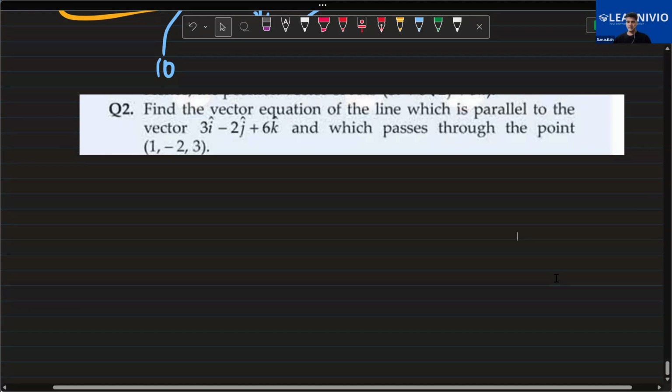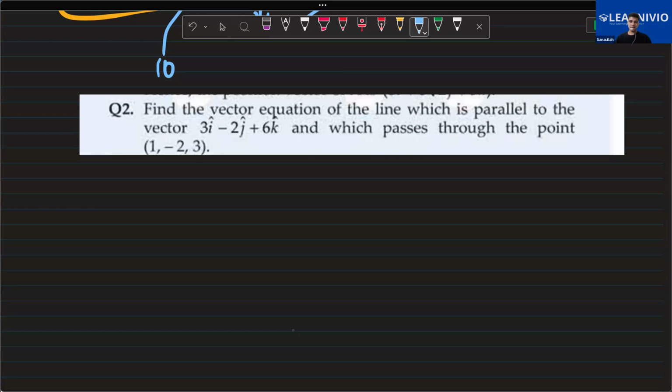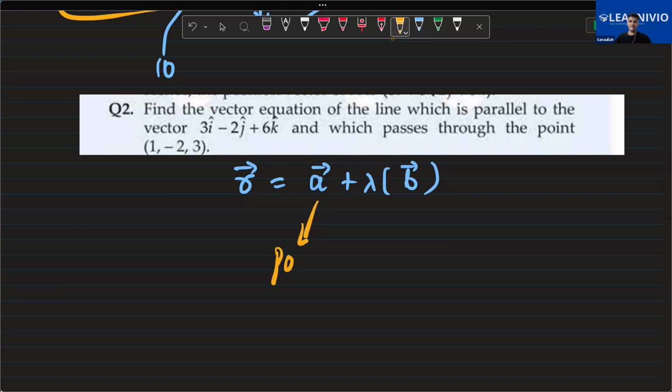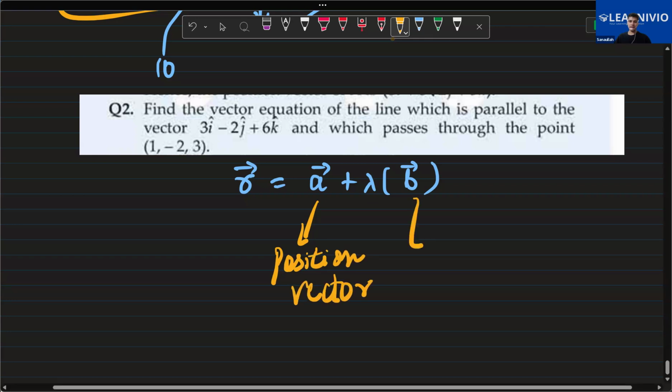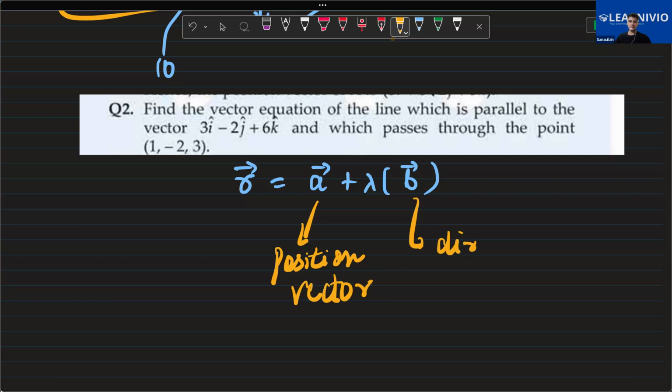ओके. एंड शामन, आपको समझ आया कैसे? बताइए. जो आपका वेक्टर होता है ना, this is a vector form. This is a position vector plus lambda times your b. I think मैंने आपको ये ऑलरेडी समझा रखा है concept. This is a position vector of your point. And this is what? This is direction.